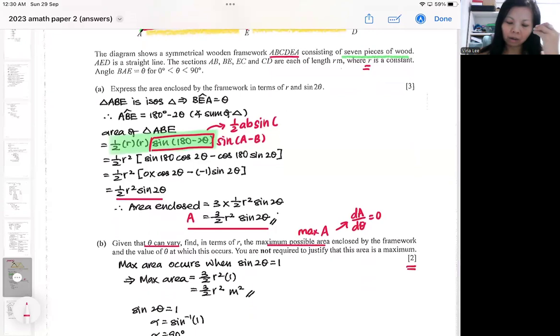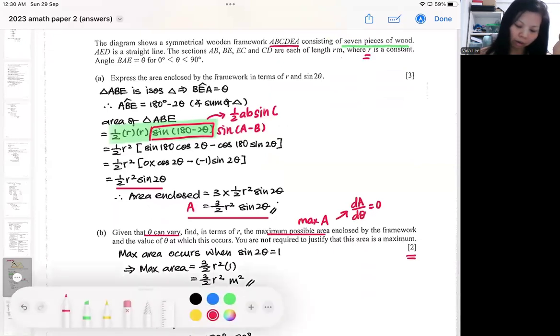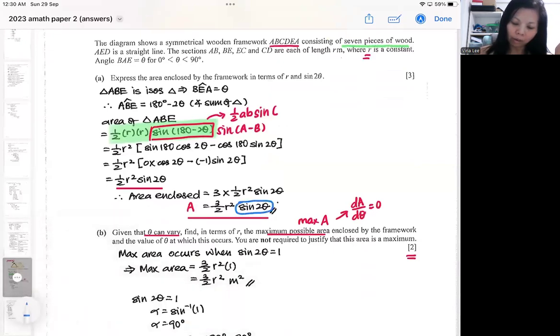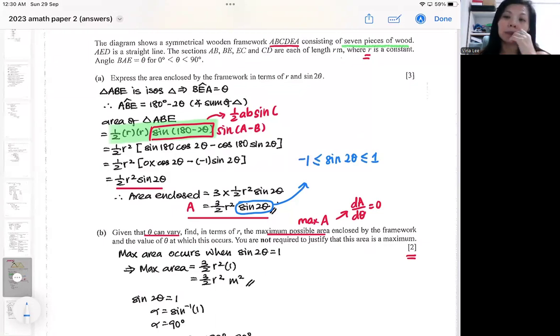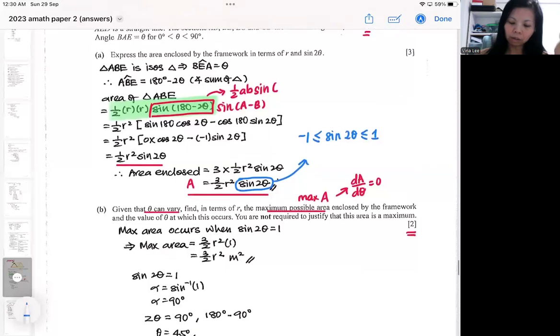My thinking is the area is restricted by the sine function. And the highest the sine function can go is 1. So remember, sine function, if you think about the graph, the highest it can go is 1. The least it can go is -1. So if the area formula contains a sine function or a cosine function, it is limited by the sine or cosine function. In this case, the area is limited by the sine function. So when the sine function is the highest, that will be the highest possible area.